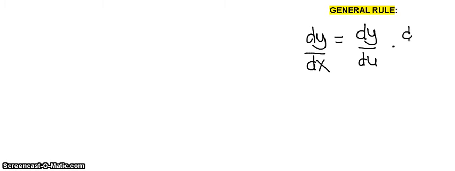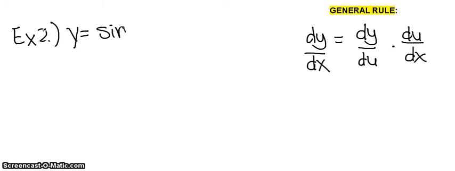Now let us recap on the rule before beginning another example. The derivative, or dy dx, is found by multiplying dy du by du dx. And that will lead us into our second example. Let's say the function is given by sine of (x cubed minus 5).